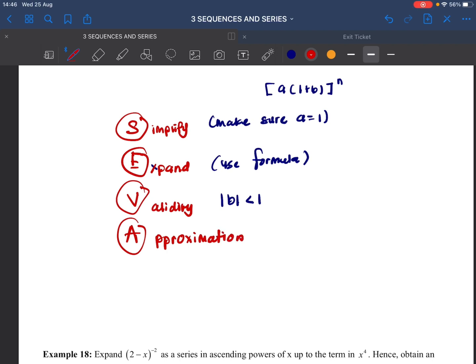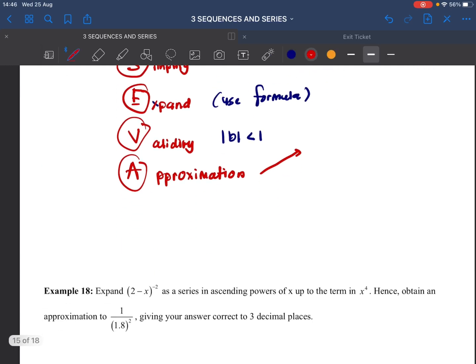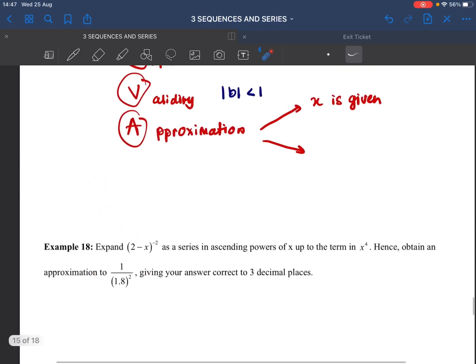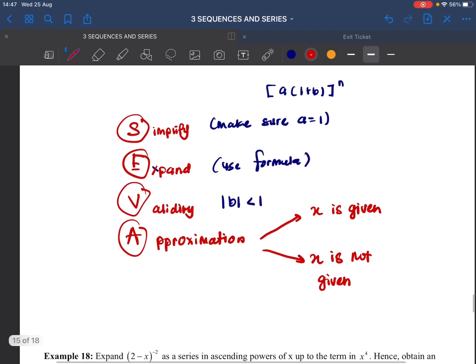So bawah approximation pula terbahagi kepada 2, which is macam saya cakap soalan yang atas tadi. Okay, by substituting x equals to 1 over 125, which is x is given. Okay, case 1. And the next one ialah, kita tengok soalan bawah pula. Hence, obtain an approximation to 1 over 1.8 square. No x is given. Okay, x is not given here. So the second case is x is not given.